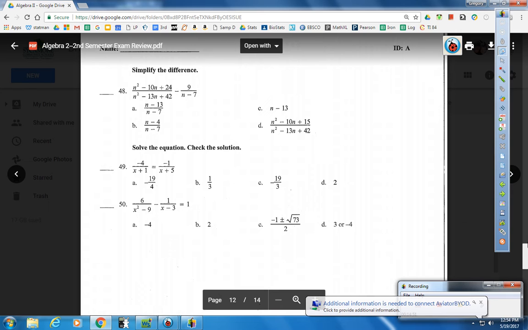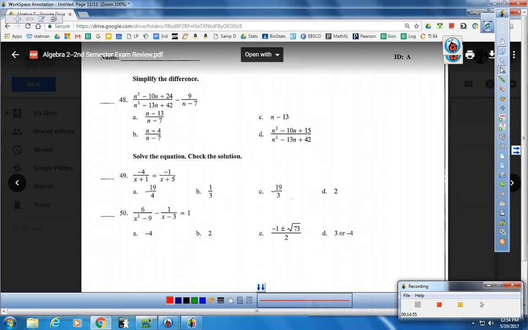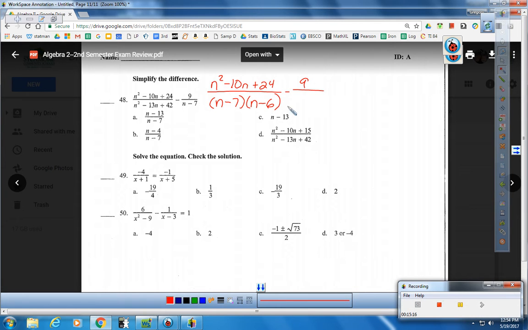48 is going to work out very similarly. That left-hand side of 48, that factors into n minus 7 times n minus 6. The numerator I could factor, but I'm not going to. There's really not a whole lot of reason to do that. This becomes n squared minus 10n plus 24 minus 9 over n minus 7, and I'm going to multiply that by n minus 6.